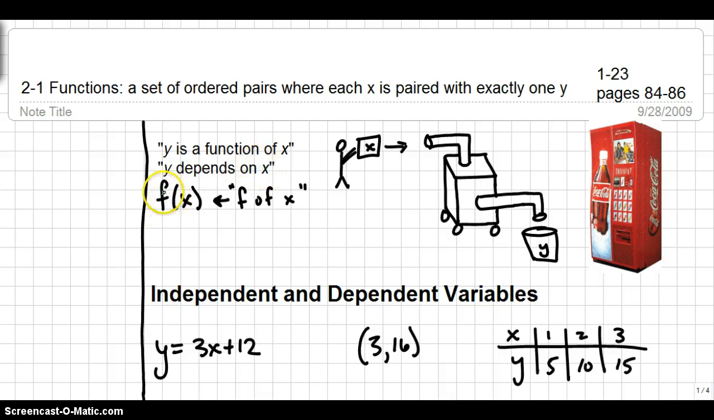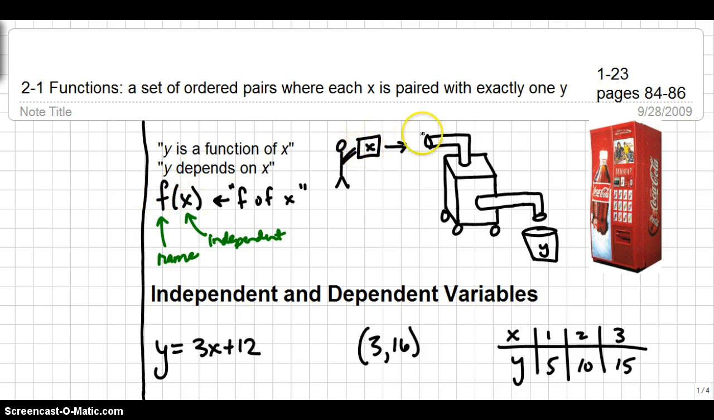When it's written in function notation, there's usually a name chosen for the function. And so in this case, we've chosen the name f for function, and then the independent variable is highlighted within the parentheses. And when students read this, they should say f of x. Or if it was a g for the function name, then they'd say g of x.